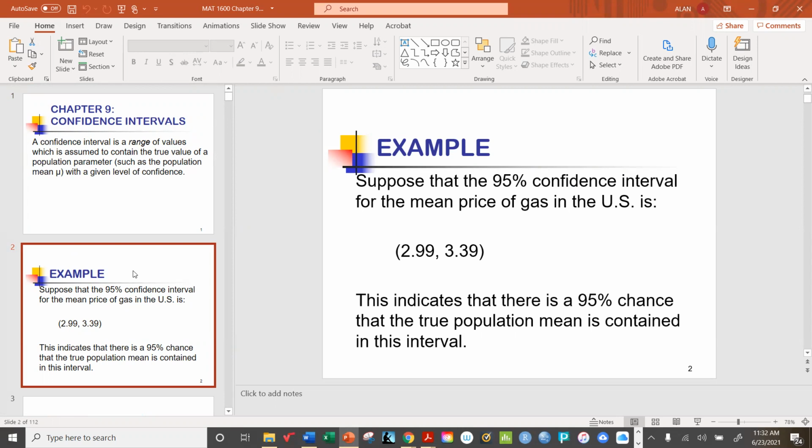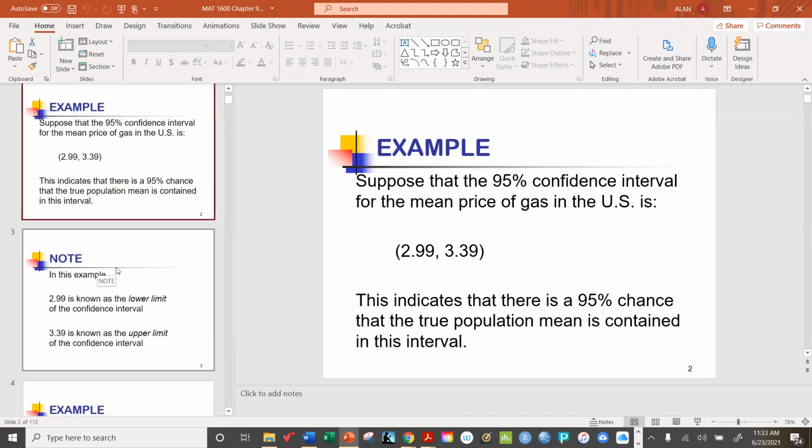What this means is that we believe there's a 95% chance that the actual population mean price of gas is somewhere between $2.99 and $3.39. There's still, of course, a 5% chance that it will be outside of that range, but we're pretty confident that the true value of the mean is in that range somewhere. So we call this a confidence interval, specifically a 95% confidence interval, because that's what we think is the likelihood that the mean is actually in that range.